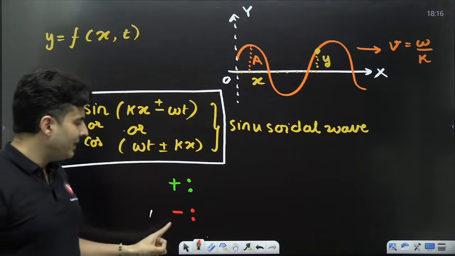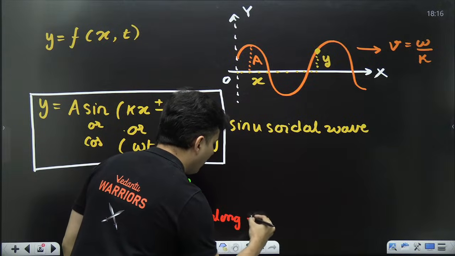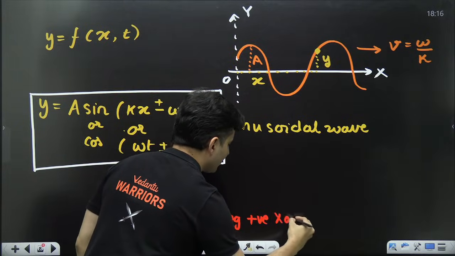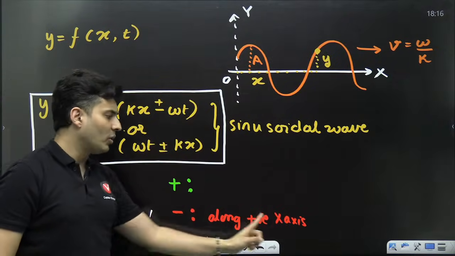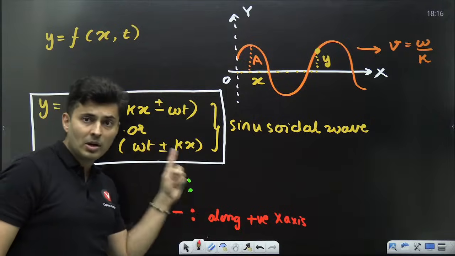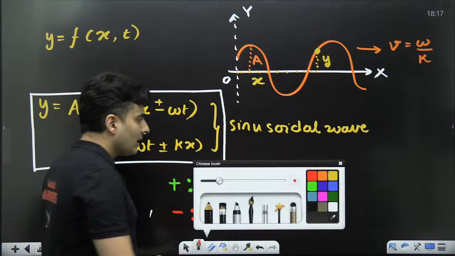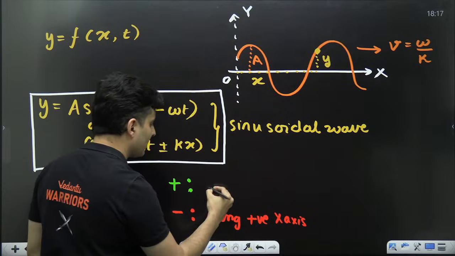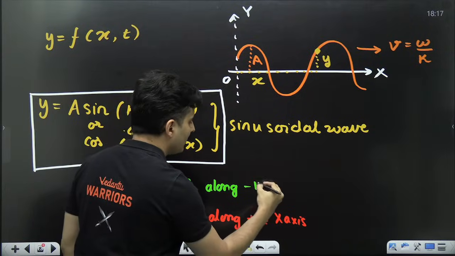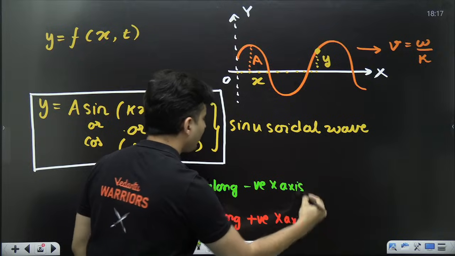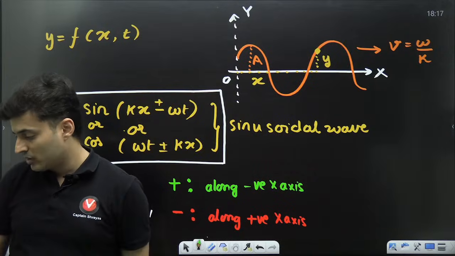So if it is a minus, then the wave is going along the positive x-axis, or whichever variable is there over here. If it was y, then it will be along positive y-axis. If this was z, it will be along positive z-axis. Here it is x, so it is positive x-axis. If it is plus, then it is exactly opposite, so along negative x-axis. It's always exactly opposite.